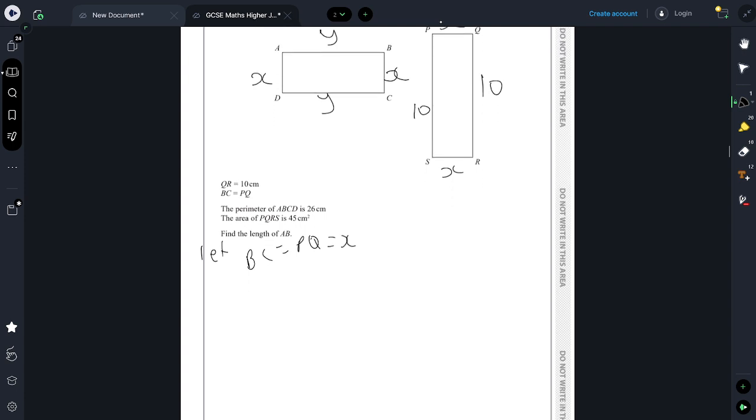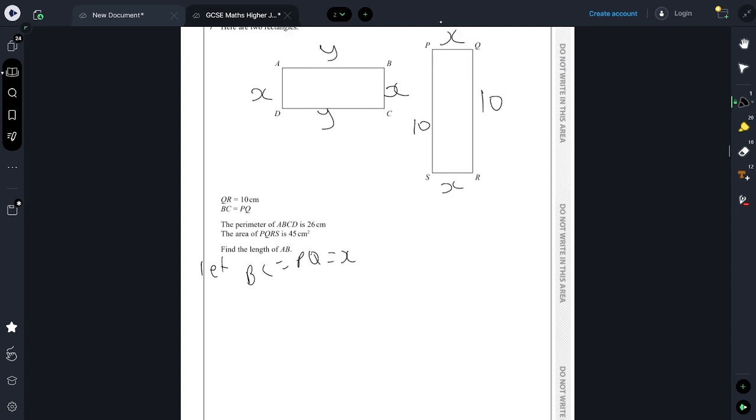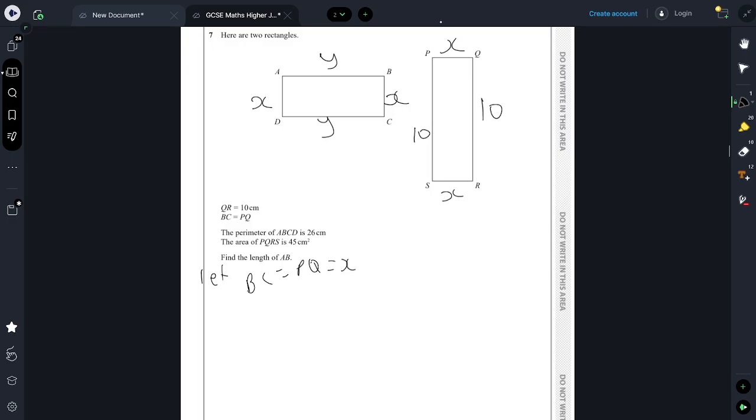Okay. So we are given the perimeter is 26. And we're given this is 45. Well, there's only one missing variable here, one missing letter. So I think it's easier to work with this. So the area PQRS is going to be 45.